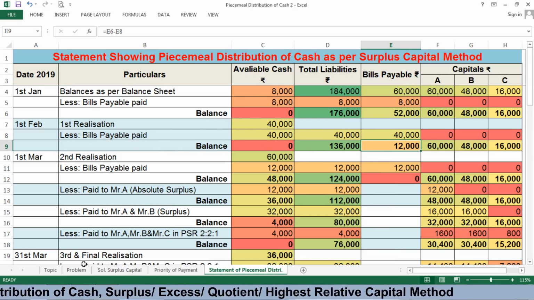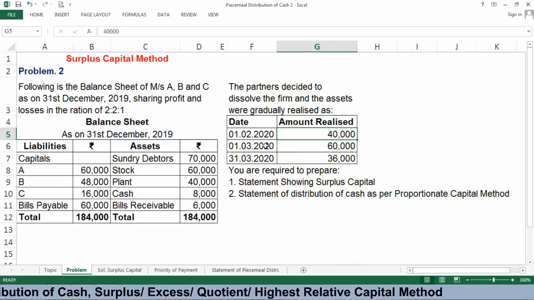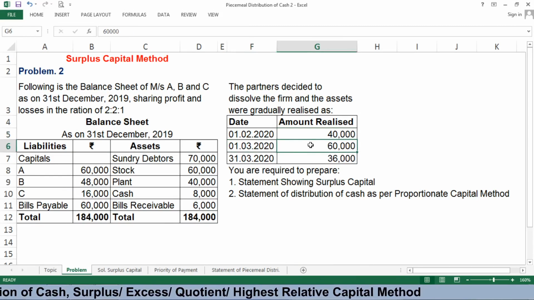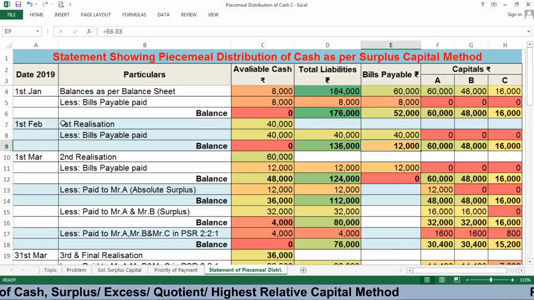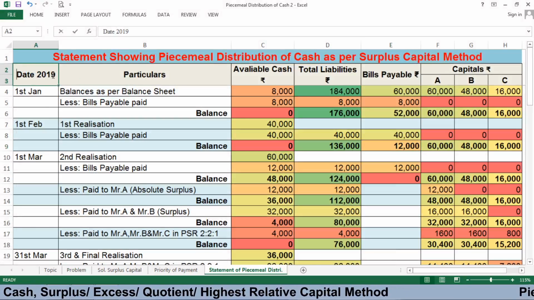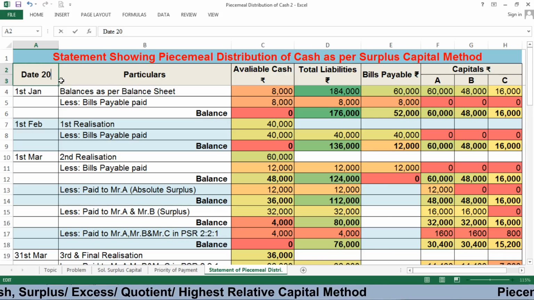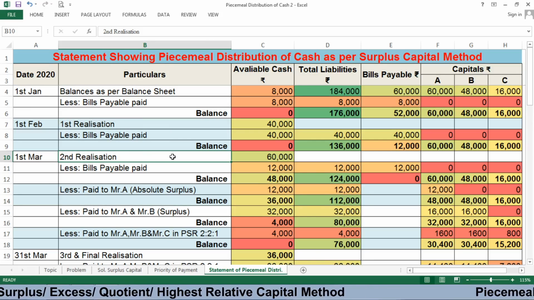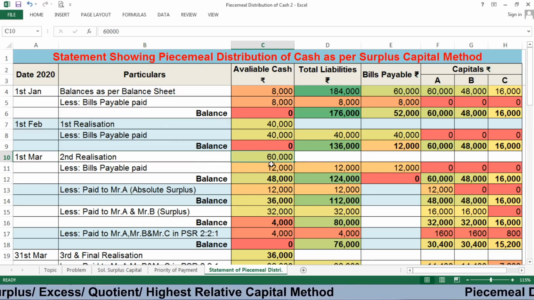Now we can call the second realization, which is on 1st March 2020. So here we will get a second realization of rupees 60,000. Sorry, I wrongly mentioned 2019 here, actually it's 2020. Okay. The second realization is of rupees 60,000. So we have 60,000. In the earlier step, our balance of rupees 12,000 still has to be paid.